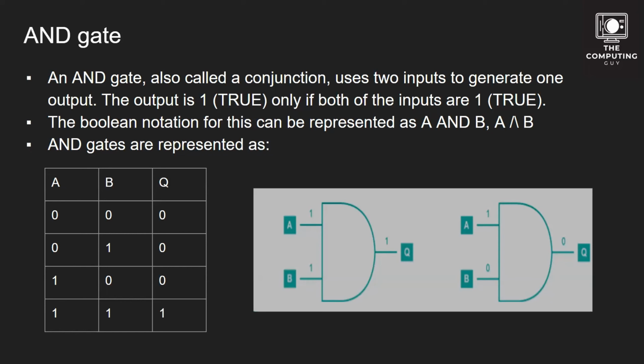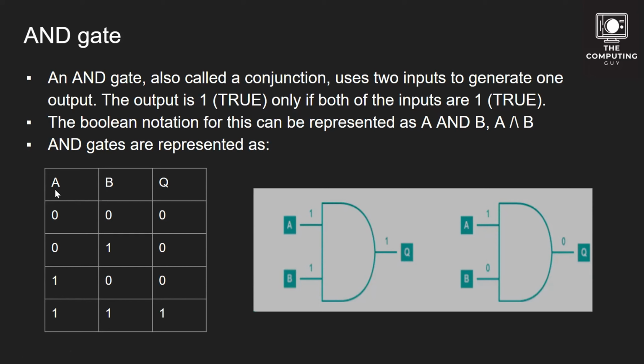With the Boolean notation, this is represented as A AND B, or as you can see on the slides, A with an upward-pointing arrow symbol and B. The AND gate is represented as a D shape with two lines coming in from the left, being the input, and one line coming out on the right, being the output. As we can see from the diagram, A is 1, B is 1, so that means Q must be 1. We can treat 1 as on and 0 as off. In this alternative example, A is 1, B is 0, so that means Q will be off.